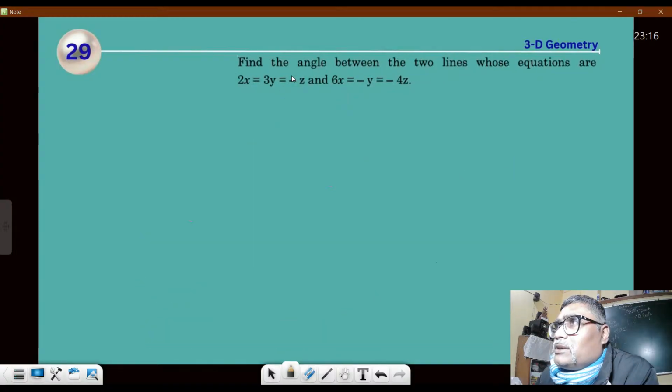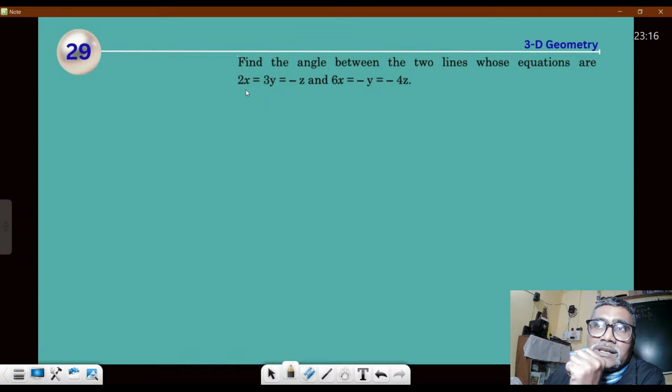Find the angle between the two lines given by this. So here, the angle you can directly do. We have already done this in multiple choice. The only thing is how you would convert these lines into the standard form. So that part I'll do. The rest you can do yourself.